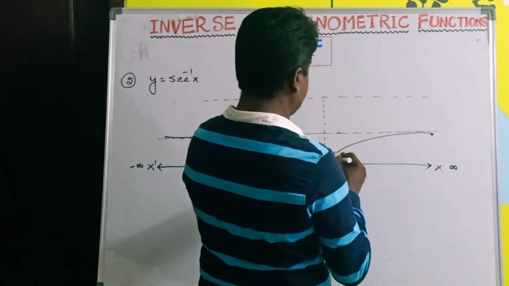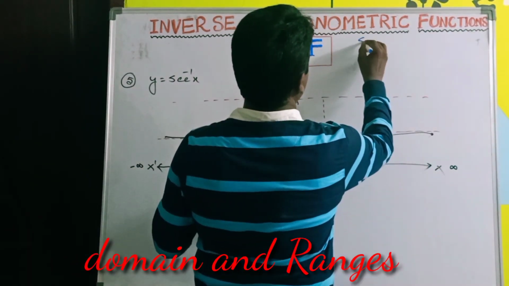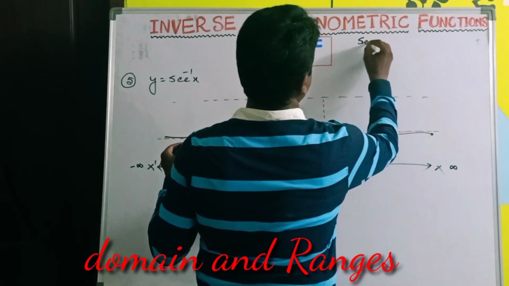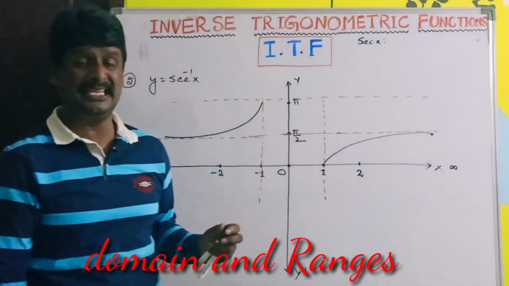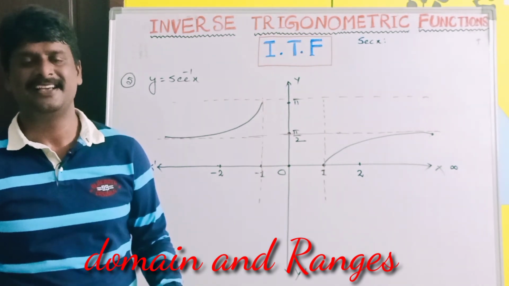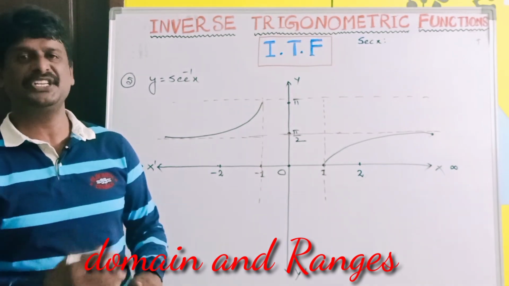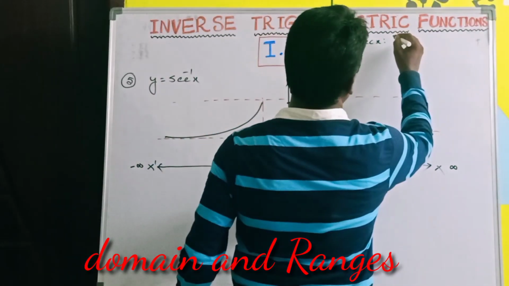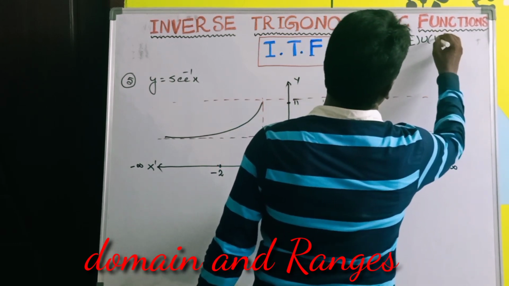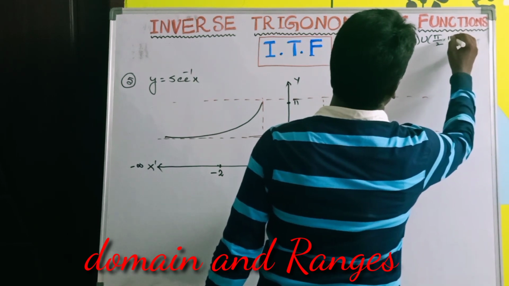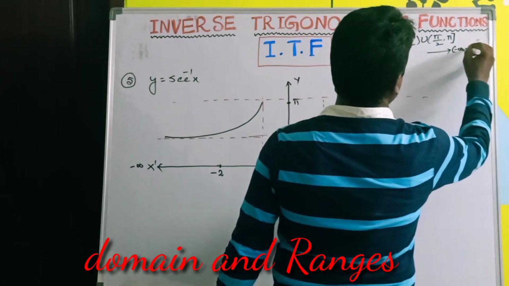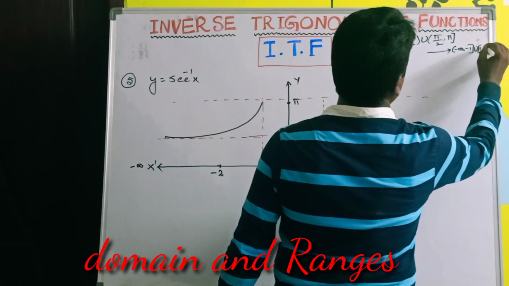Before that, in order to define secant inverse, we have to restrict the domain of secant x. The actual domain of secant x is R minus the set of (2n plus 1) times pi by 2, such that n belongs to Z. But now, to make it one-one, its domain is restricted to closed 0 comma pi by 2 open union pi by 2 open comma pi closed. Its range is minus infinity comma minus 1 union 1 to infinity.